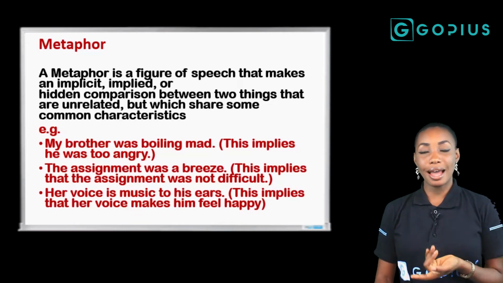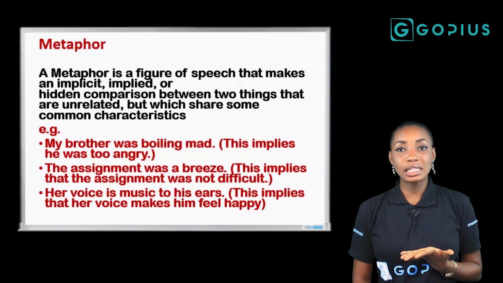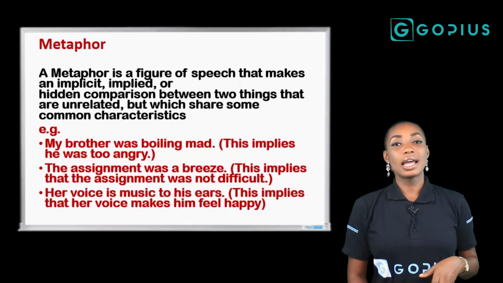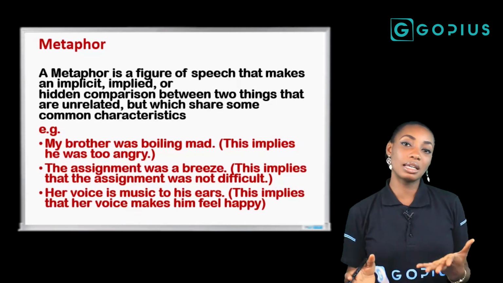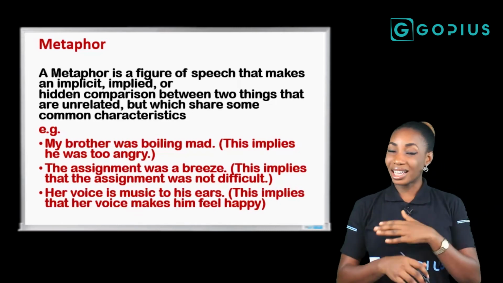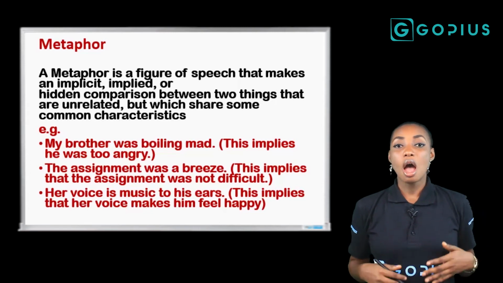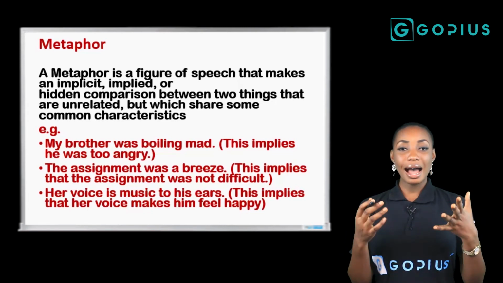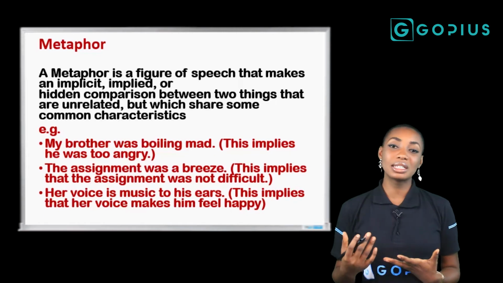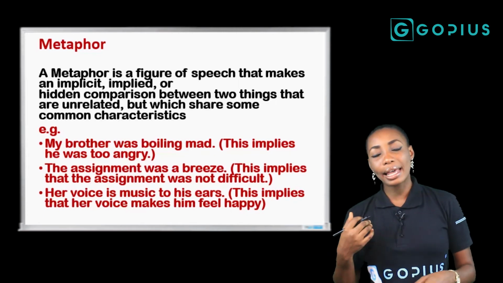The last example we have for metaphor is, her voice is music to his ears. This means that her voice makes him happy. What the writer is saying is plainly that her voice makes him happy. But instead of saying her voice is like music to his ears, he took out the "like" and just said it's music to his ears, makes him, you know, feel happy, makes him calm.